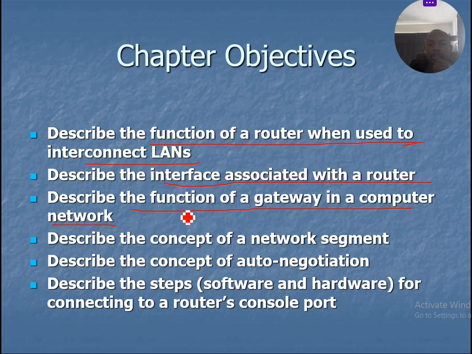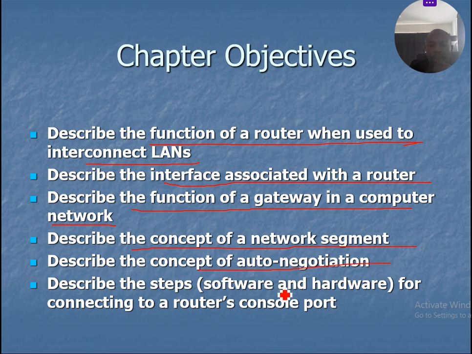Then another thing we aim to achieve at the end of this chapter is to be able to describe the concept of a network segment. We should be able to look at the holistic concept of a network segment. So we're going to model a network and discuss this appropriately. Then we should also be able to illustrate and discuss the concept of auto-negotiation in a network.